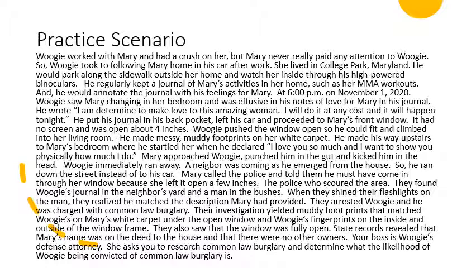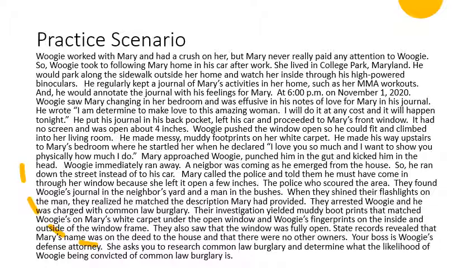He made messy, muddy footprints on her white carpet. He made his way upstairs to Mary's bedroom, where he startled her when he declared, "I love you so much and I want to show you physically how much I do." Mary approached Woogie, punched him in the gut, and kicked him in the head. Woogie immediately ran away. A neighbor was coming as he emerged from the house, so he ran down the street instead of to his car.